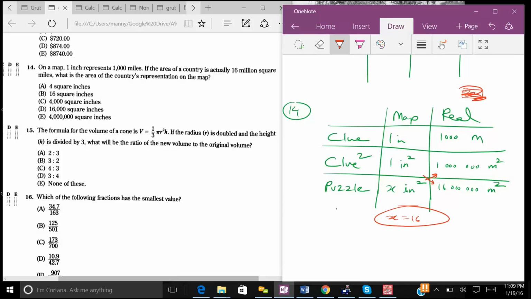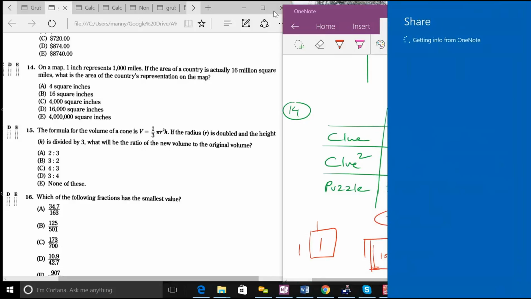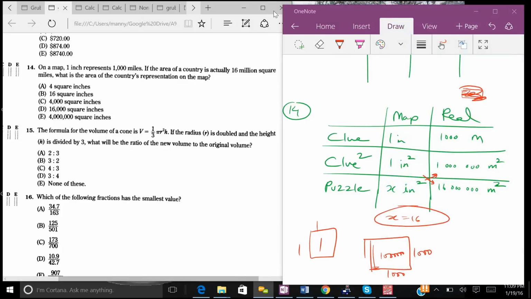In the first one, it's 1 times 1. That's 1. The second time, it was 1,000 times 1,000. So don't memorize it. You need to know your squares formula anyway. Yes, it's 1 million. Okay, makes sense? Okay, let me stop the recording. Let me send you these notes.